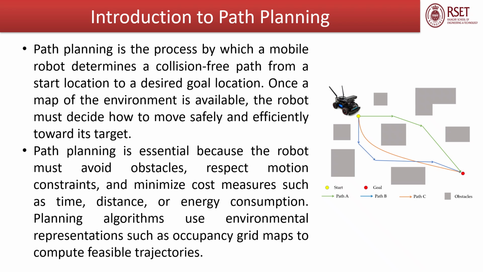If your slide contains a grid map figure, in this figure you can see the robot's starting location and the goal location. The shaded cells represent obstacles and the free cells represent the navigable space. The planner searches through these free cells to find a connected path that avoids collision. Path planning is not just about finding any path, it often tries to minimize cost, such as shortest distance, minimum time, or least energy consumption. Thus, planning transforms a static map into a feasible trajectory.